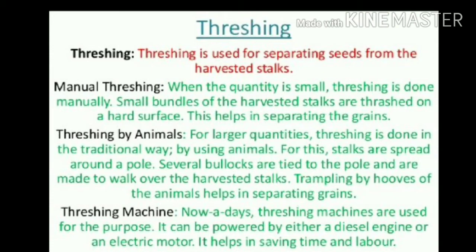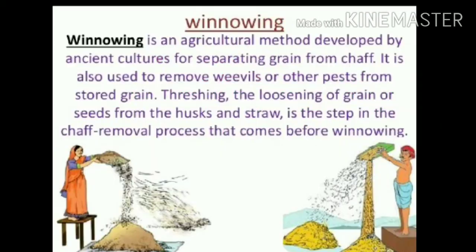Once the grain is separated from the stalk, they are still mixed. So how could we separate them? This is done with the winnowing method. It developed from our ancestors' cultures, and nowadays also at some places this process is used. The winnowing process is an agricultural method developed by ancestral cultures for separating grains from chaff.